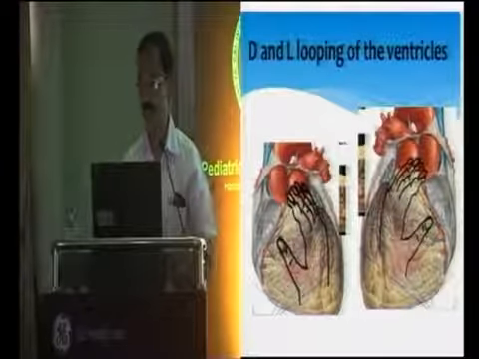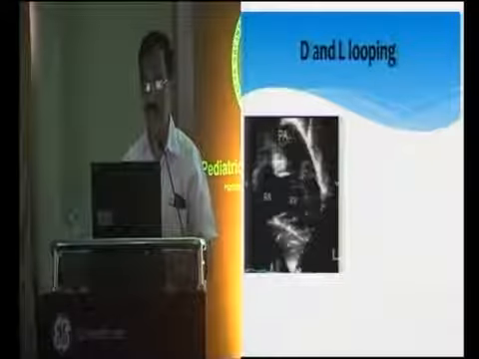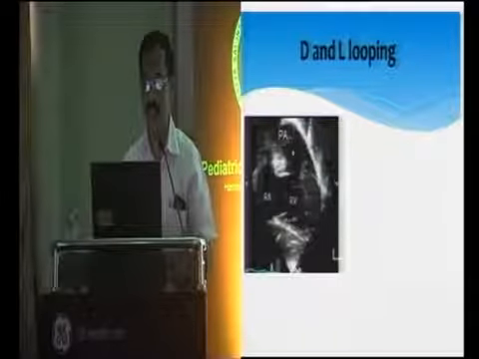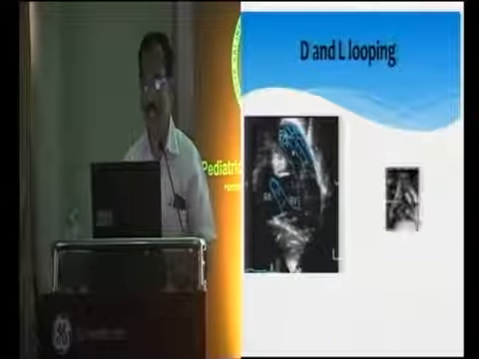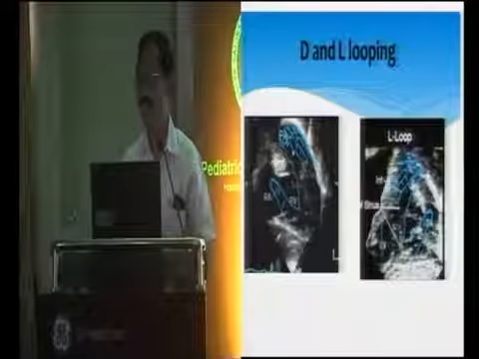So if you take the picture like this, you can see the right atrium, right ventricle going to the pulmonary artery, you know it is a D-loop, and if you see the other way, it is the L-loop.